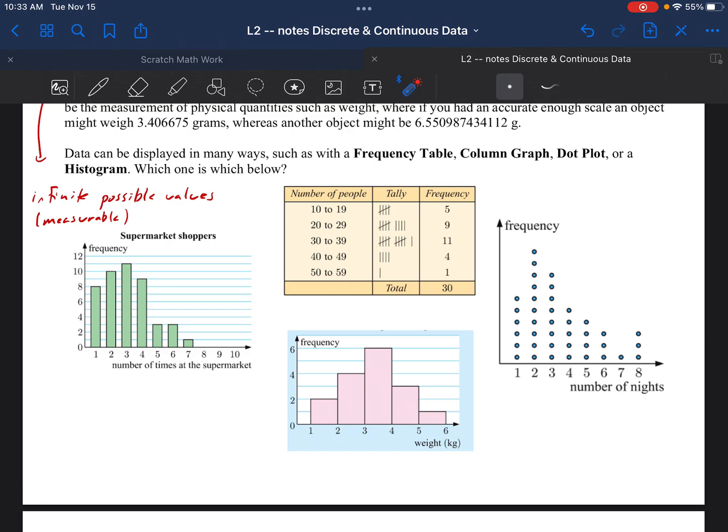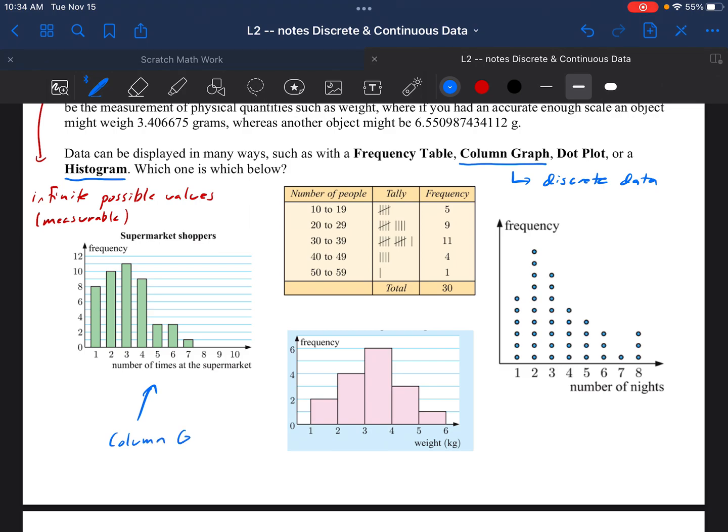So here we've got these different ways in which we could display data. We have a frequency table, a column graph, a dot plot, and a histogram. The 2 that are a little bit confusing, or not confusing, but there's a distinct difference there, are the column graph and the histogram. Basically a column graph you're going to use for discrete data. Sorry, I can't write here, guys. This is pretty bad. Discrete data. So right here is the column graph.